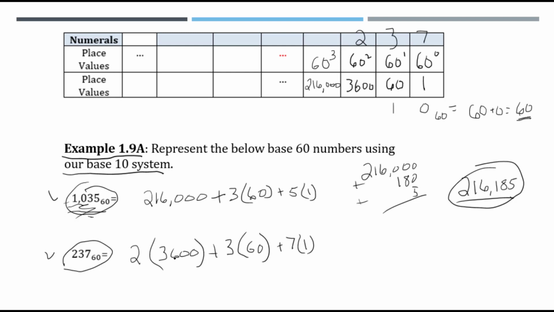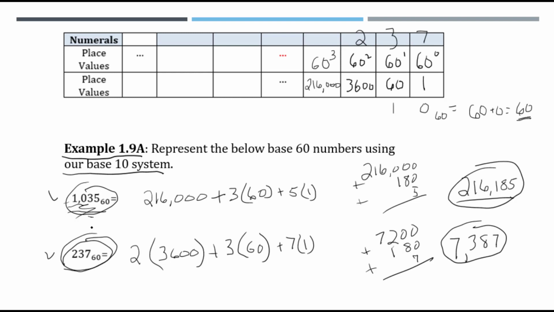So this is 7,200 plus 180 plus 7, which is 7,387. So our number 7,387 is the same as the base 60 number 237.